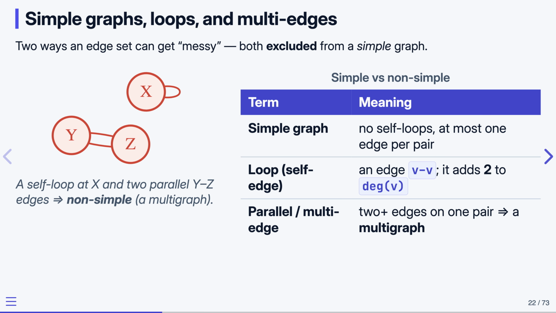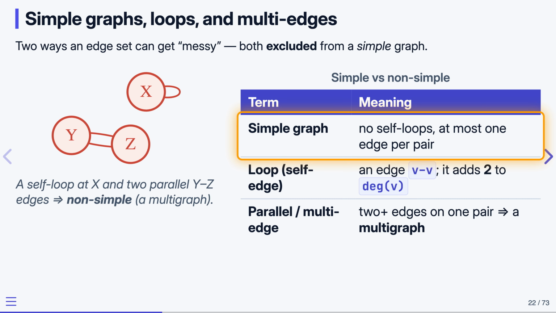There are two ways an edge set can get messy. A simple graph excludes both of them. This figure shows both problems. Vertex X has a self-loop, an edge back to itself, and vertices Y and Z are joined by two parallel edges. That makes this a non-simple graph, called a multigraph.